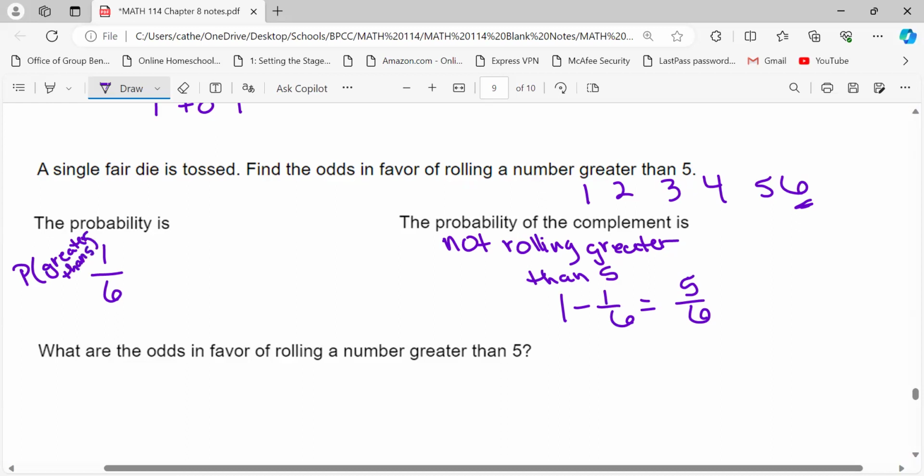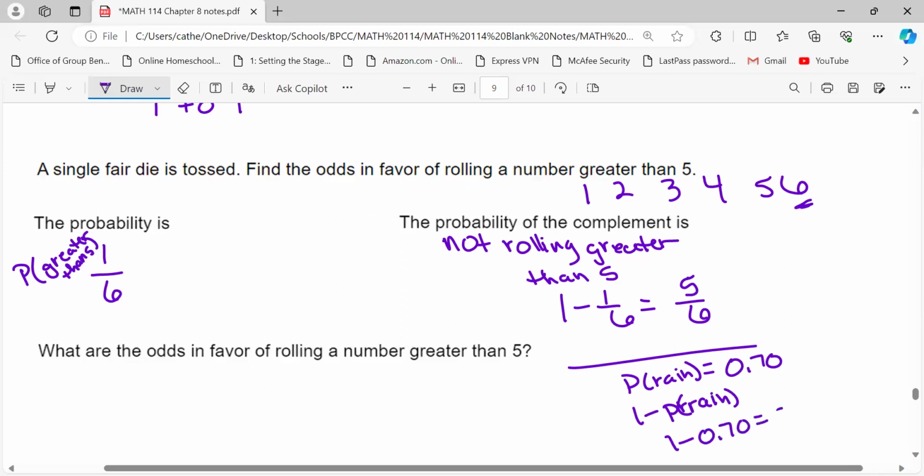So another way to look at this, like if the probability it's going to rain is 70%, what's the probability it's not going to rain? 1 minus the probability it's going to rain is 1 minus 0.7. So there's a 30% chance it's not going to rain. Okay, so we're using the complement. If we want to find the probability that it doesn't rain, you do 1 minus the probability that it rains.